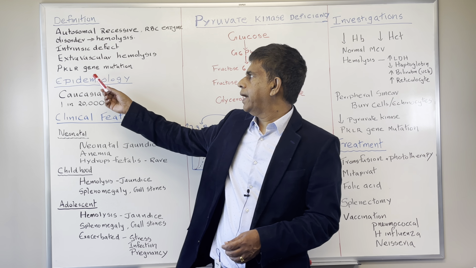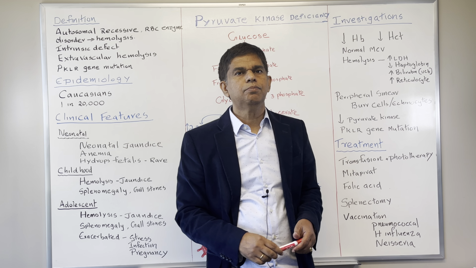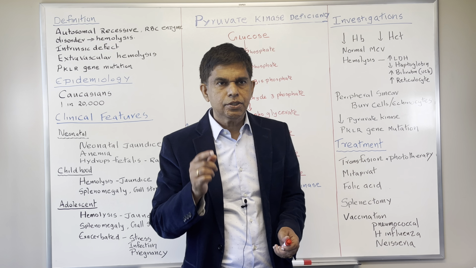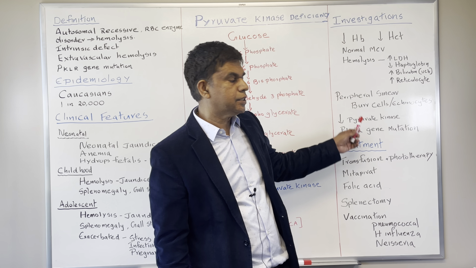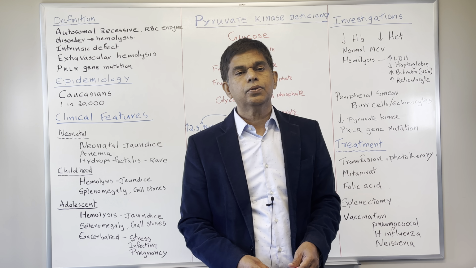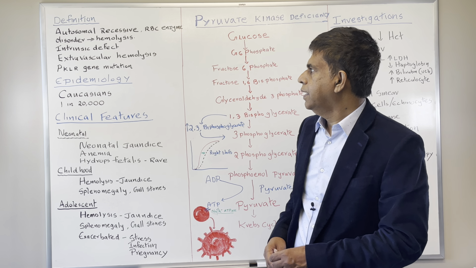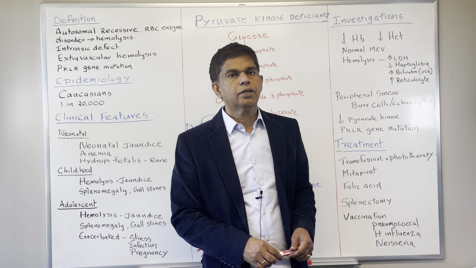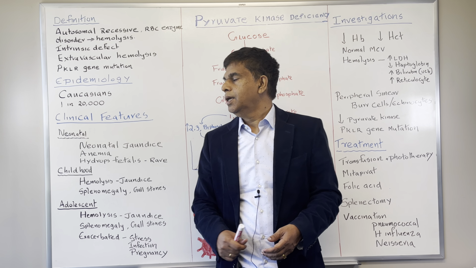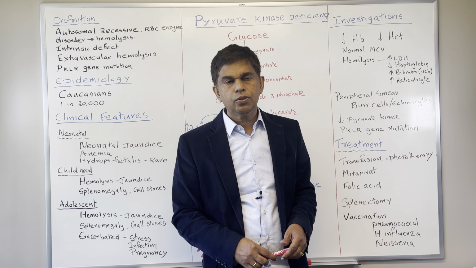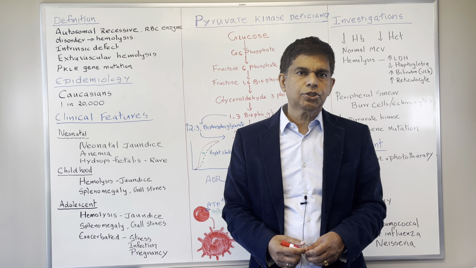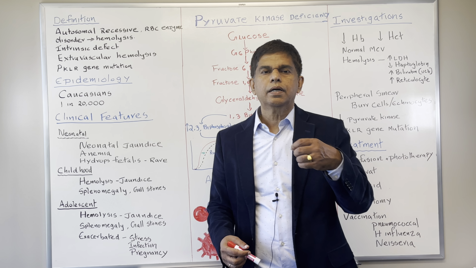And then what happens is you got a PKLR gene mutation. That's also something we need to remember. So when you do these investigations, we have to check for the PKLR gene mutation. That's the test you can do to diagnose it. Now epidemiology: it mainly affects Caucasians, but there's some increased incidence in the Middle East population, and there is a 1 in 20,000 prevalence.